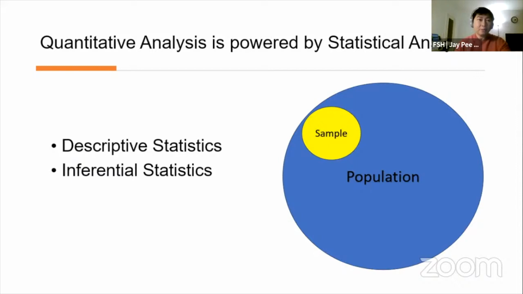So when we're speaking about population, it is the entire collection of the data that we are investigating. For example, kung ang research natin is about all the grade 10 students in the Philippines, then your population is all the grade 10 students in the entire Philippines at that certain point in time. So that's the population. While the sample is just a fraction of that entire population.